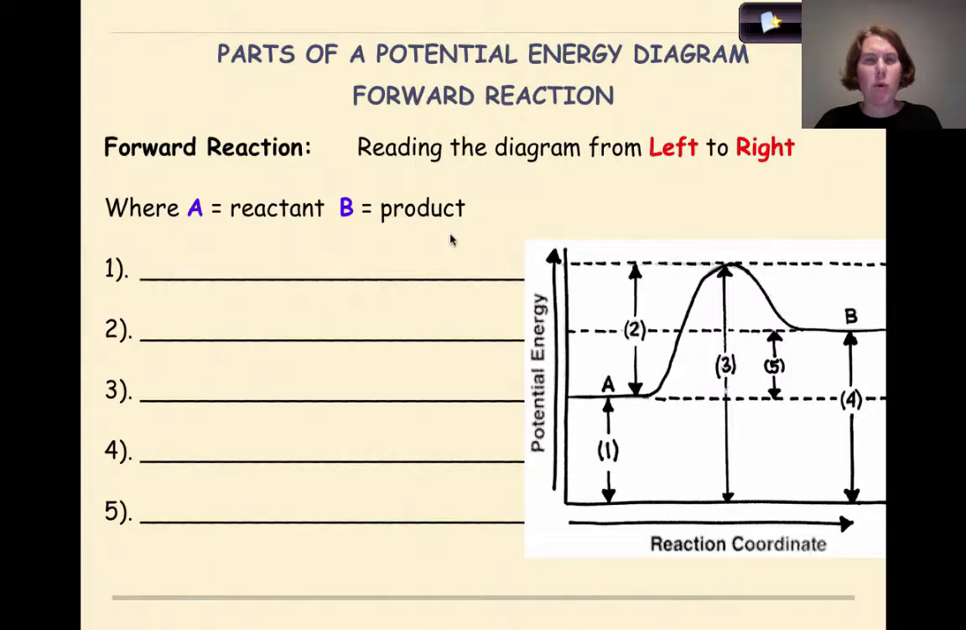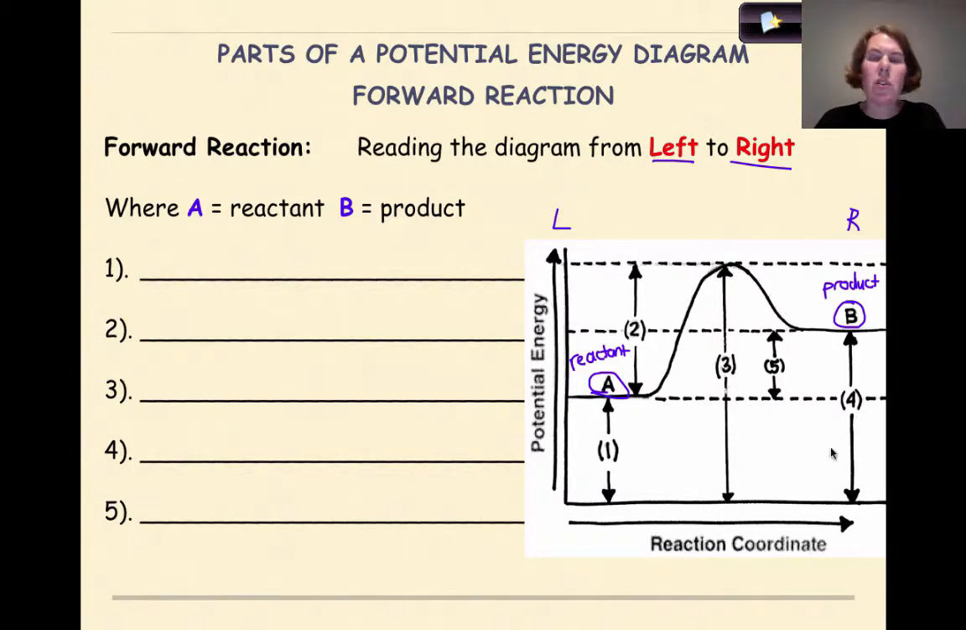Now, what do I mean by a forward reaction? A forward reaction in terms of one of these diagrams is reading the diagram from left to right. So we're going to start over on this side, with this side being my left and this side being my right, which means that A right here is going to represent my reactants basically. So let's make a little note of that right here. This is my reactant, and I'm going to B right here, which is going to be my product. So we're looking at it as a forward reaction going from reactants to products.